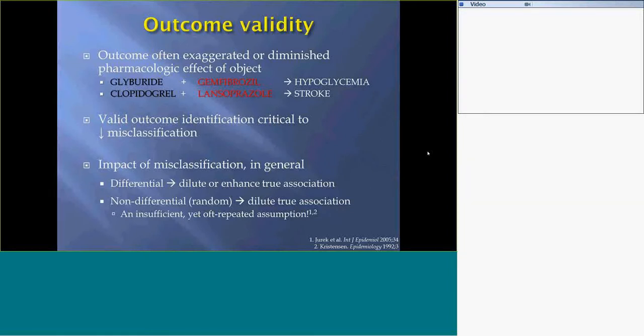In another DDI study we've conducted of clopidogrel, which begins in the inactive form and is converted in the liver to an active form, if you inhibit that conversion, you basically get a diminished effect of clopidogrel, which can lead to stroke. But outcome identification is critical to minimize misclassification. I won't go into this in detail, but misclassification, in particular of an outcome, can have serious effects and induce bias in either direction in epidemiologic studies.